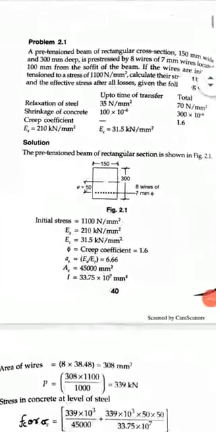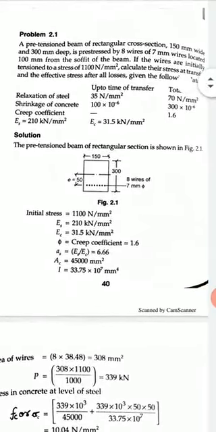First example, we have a pretensioned beam. So remember here, read it properly whether it is pretensioned or post-tensioned. Okay, in this case we have a pretensioned beam.